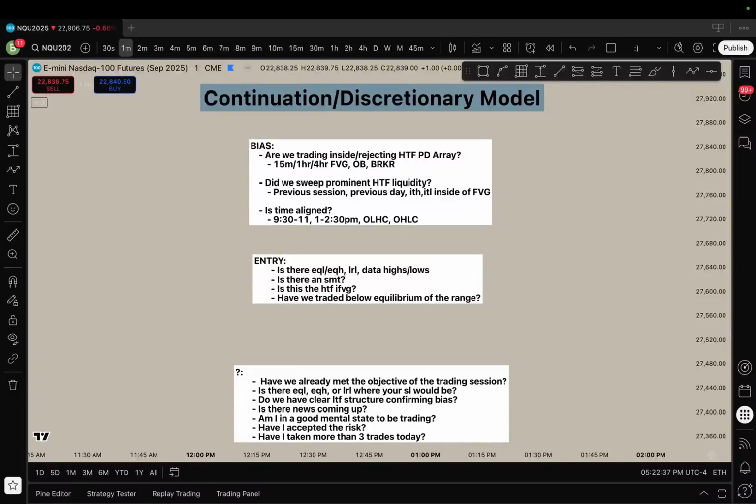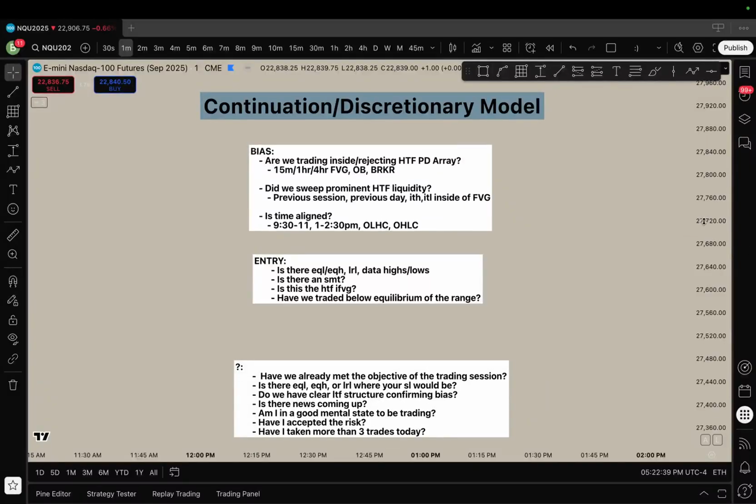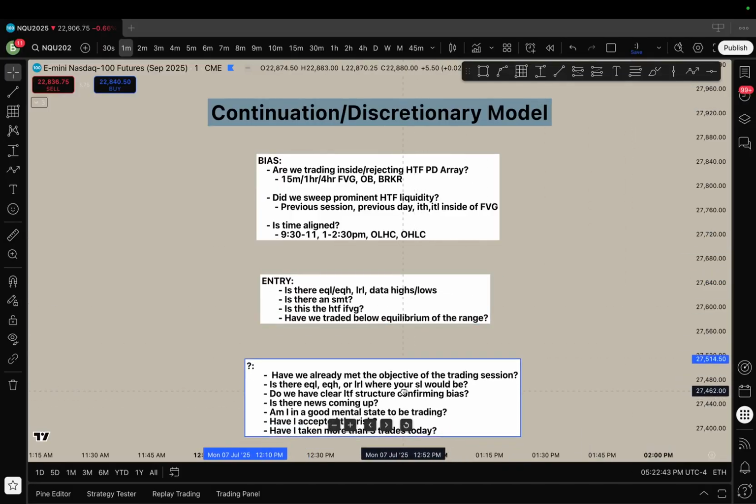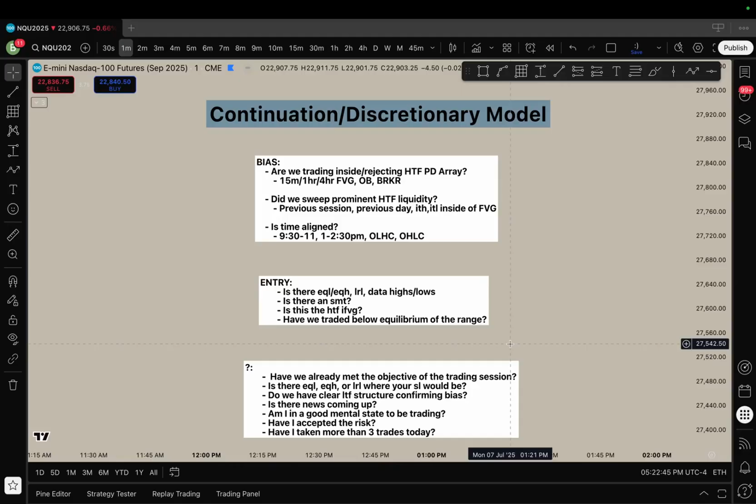What is good, everyone? For today's lesson, I'm going to be going over the continuation slash discretionary model. This is the model that I use when I'm not trading my mech model.